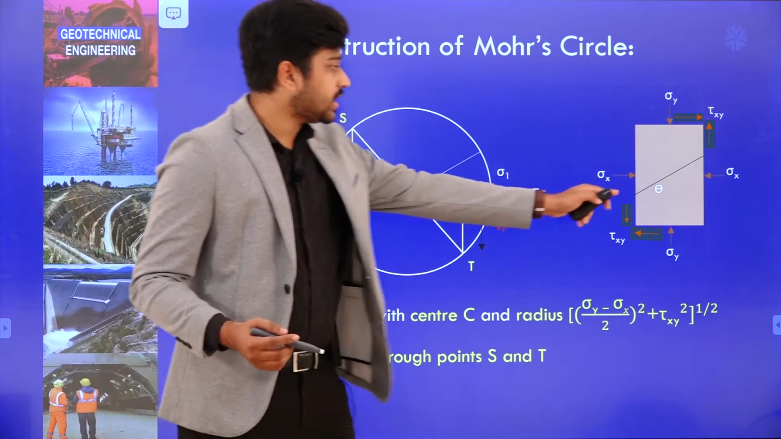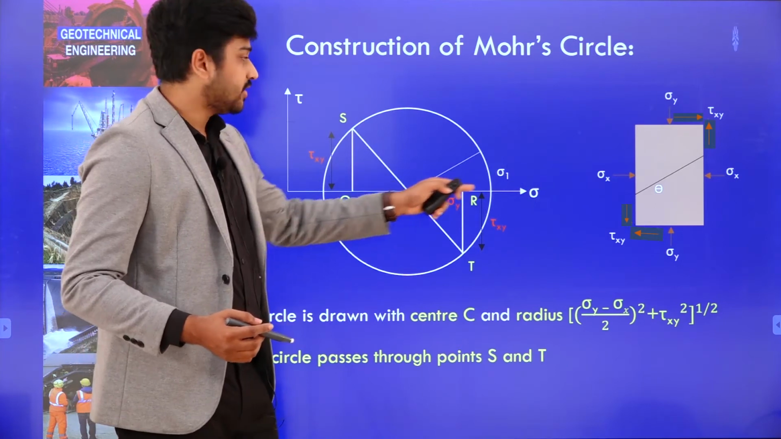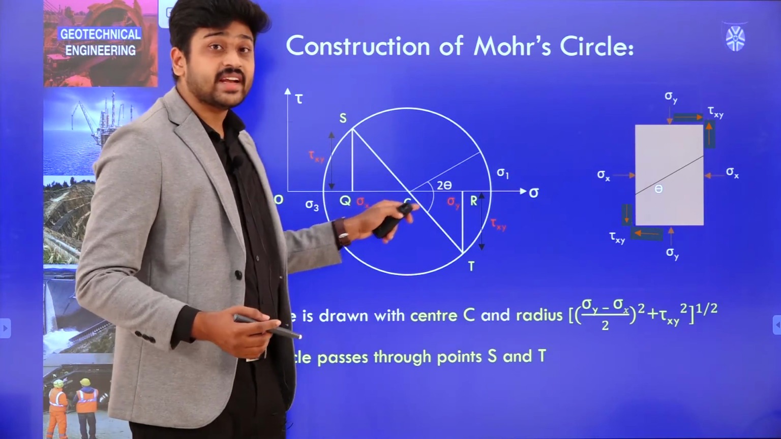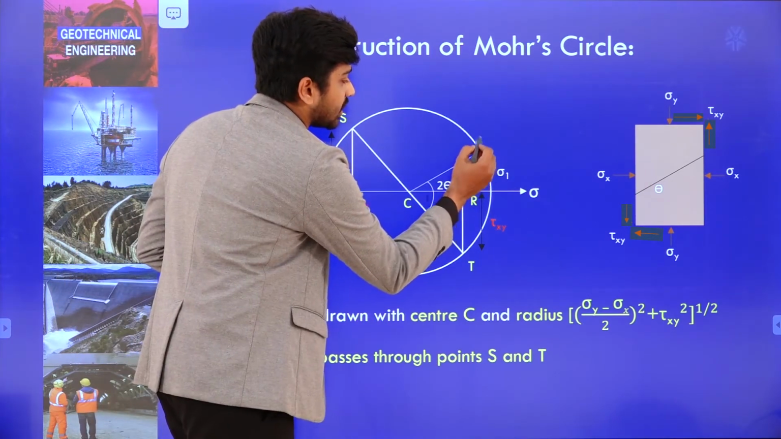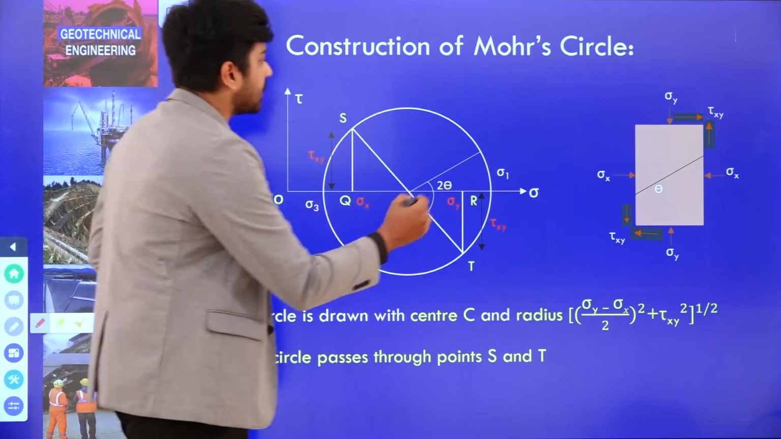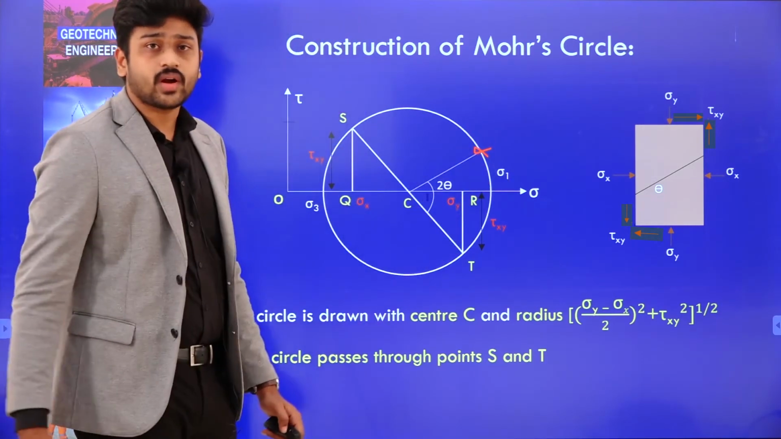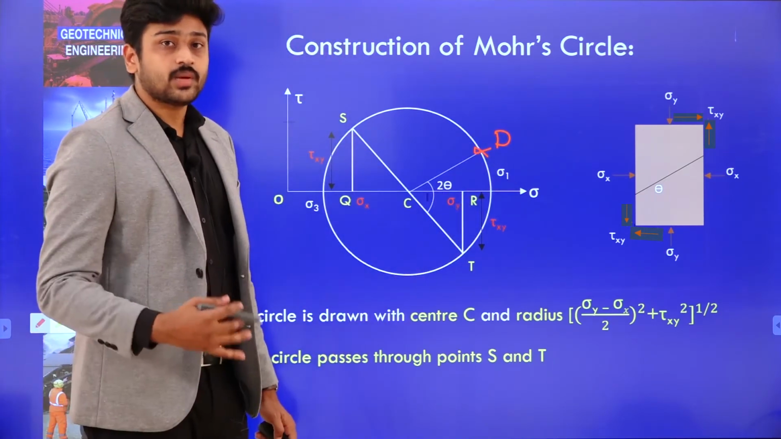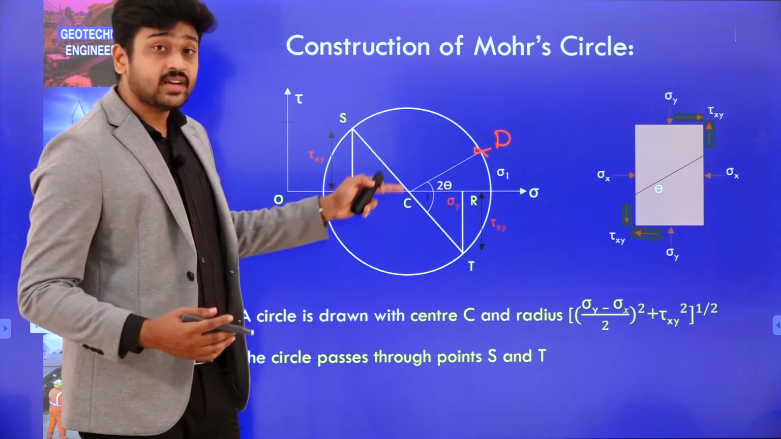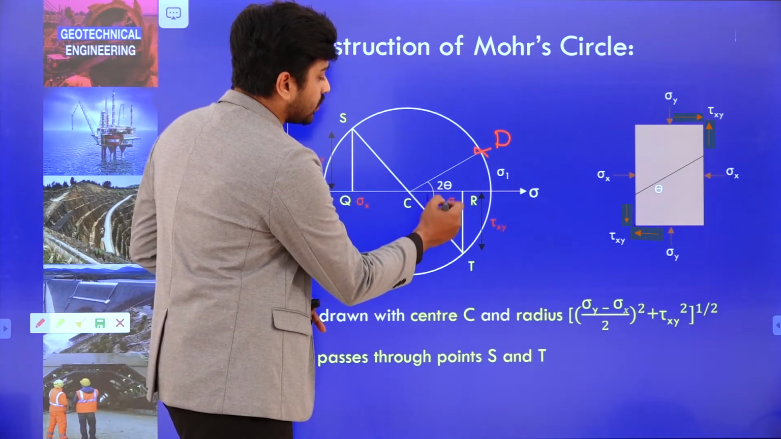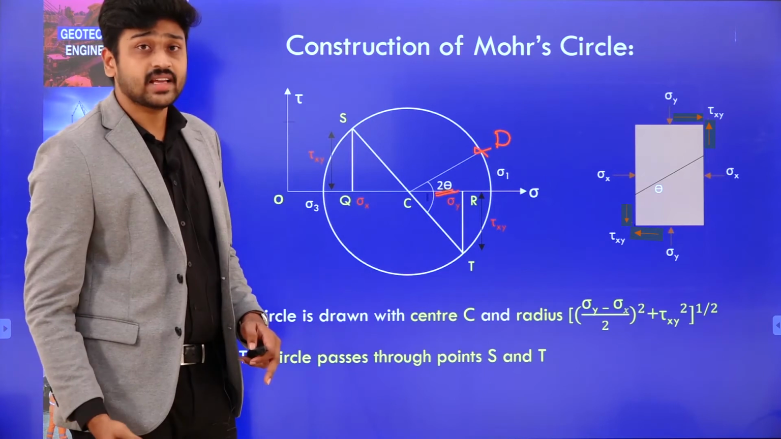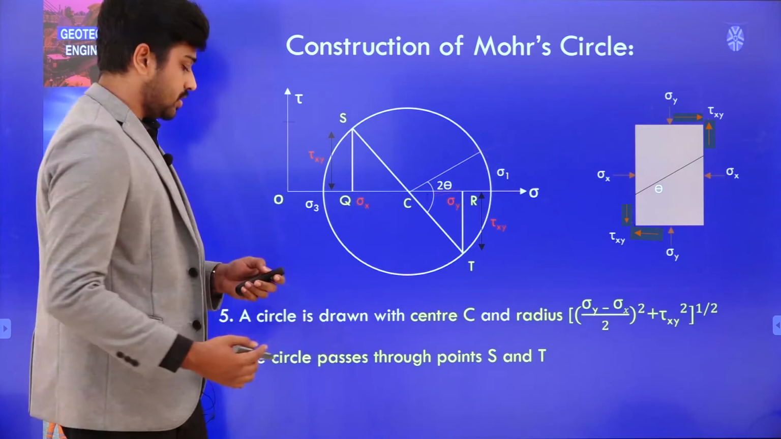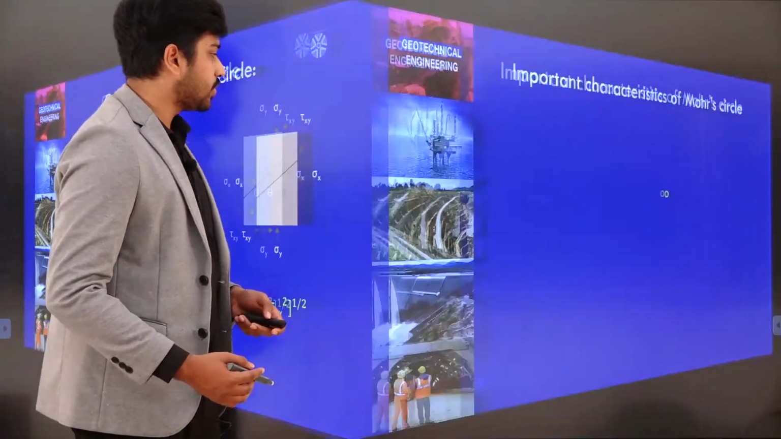If you draw a line along the failure plane, parallel to it, and it intersects this circle at a particular point, then that point is known as your pole. It always makes an angle 2 theta with your sigma 1 axis. Clear? That is how we determine our pole.